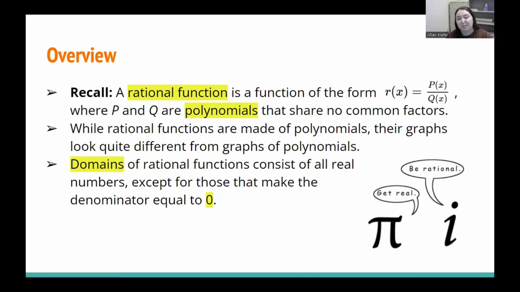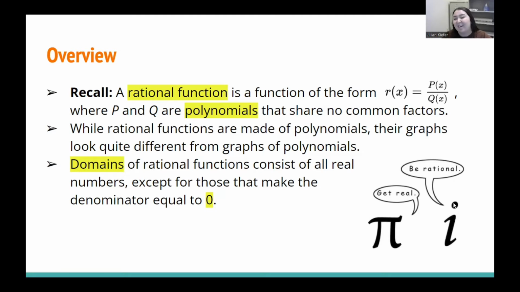And domains of rational functions consist of all real numbers except for those that make the denominator equal to 0. Sounds familiar? Well, at least it should, because whenever we've done domain problems, we worked with rational functions all the time. We said that the denominator couldn't be 0, and we had to exclude those values out of the domain. Since the beginning of the semester, you've been finding domains of rational functions. So finding domains of these types of functions shouldn't be anything new to us at this point.